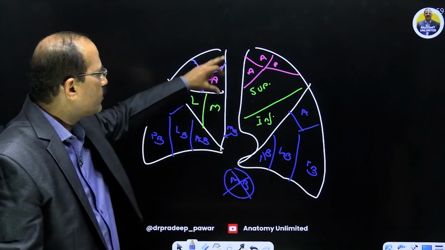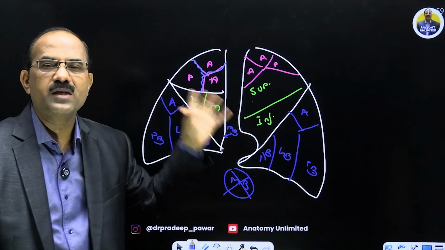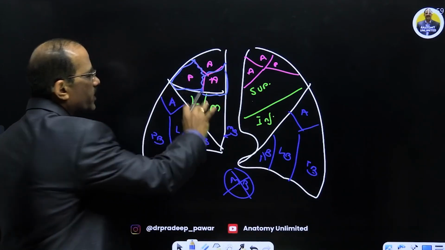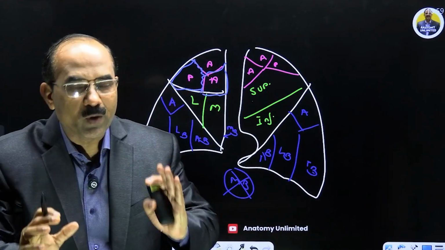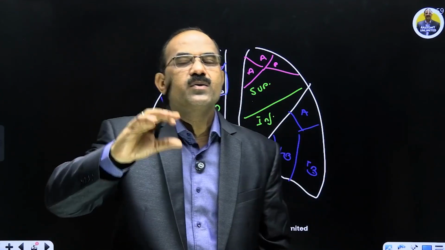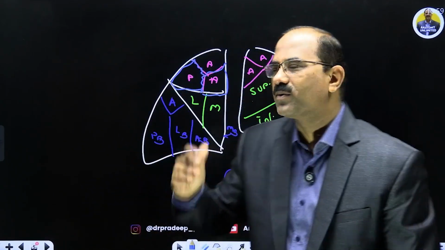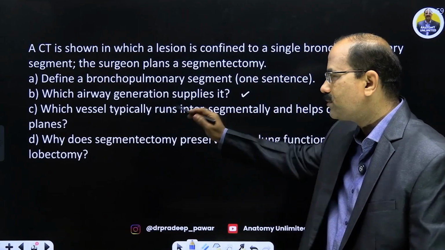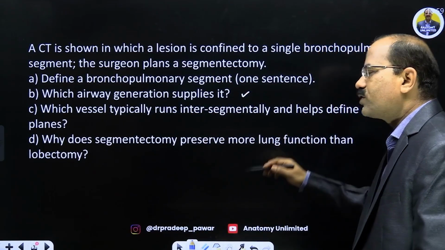So now if you have to resect a segment, what do we trace? We just trace the pulmonary veins. The moment you are able to trace the pulmonary veins, we are able to define a bronchopulmonary segment. So a segmentectomy becomes very easy, right? So what is the answer here? The pulmonary veins.